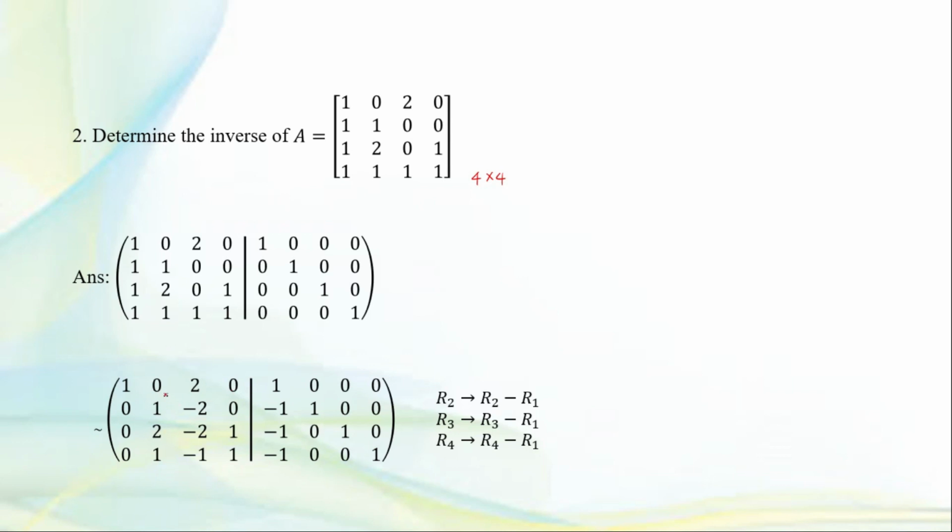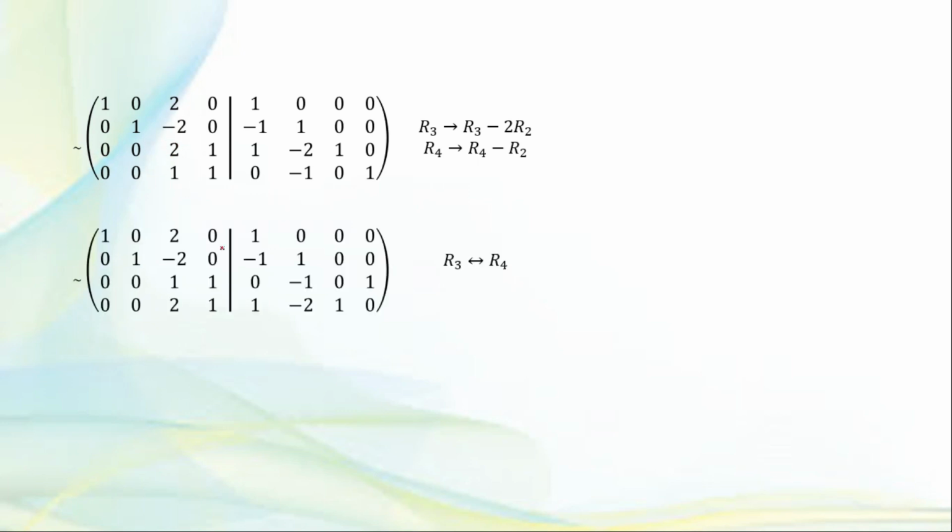Next, moving to the second diagonal element, that is 1. Make this 2 and this 1 as 0. These are the transformations. This is the matrix. Next, moving to the third row, the diagonal element is 2. Interchange R3 and R4. Then like this. Then make these elements zeros. So these will be the transformations.